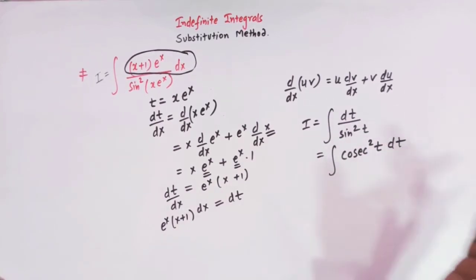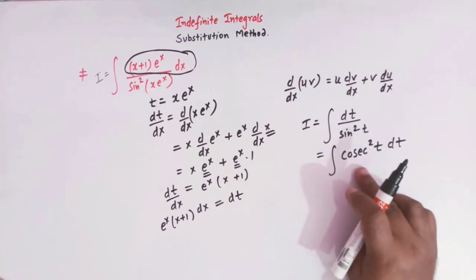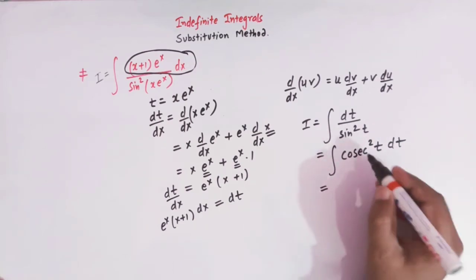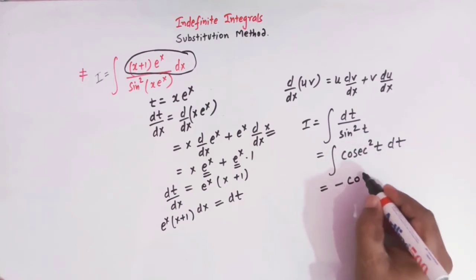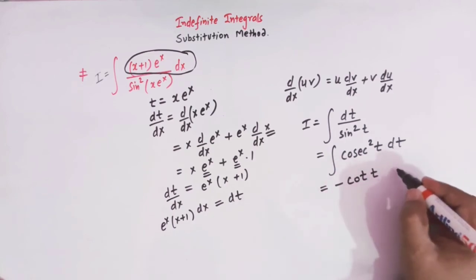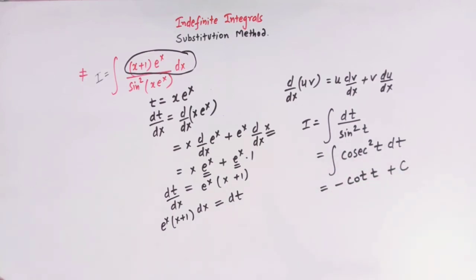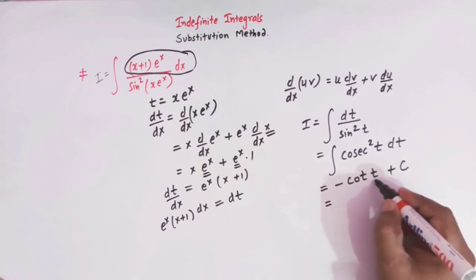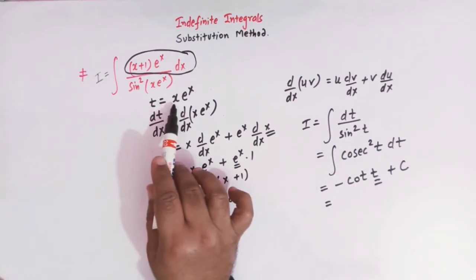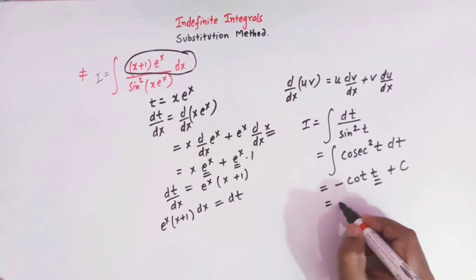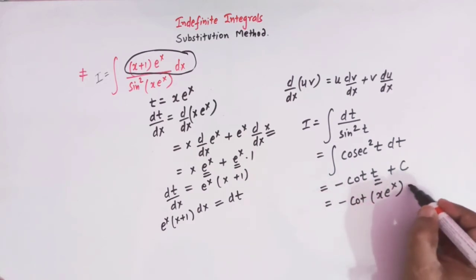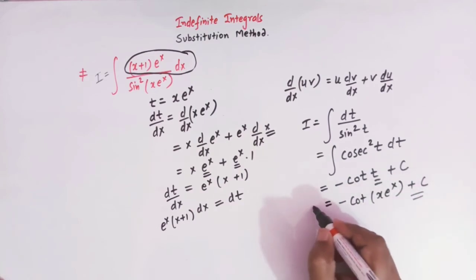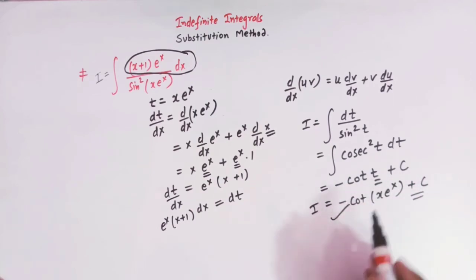And from the standard results of integrals, the integral of cosec square t is minus cot of t, right? And c is the constant of integration. And now we can resubstitute the value of t as x times e raised to x, so we have minus cot of x e raised to x plus c, right? So this is the final integral of this function.